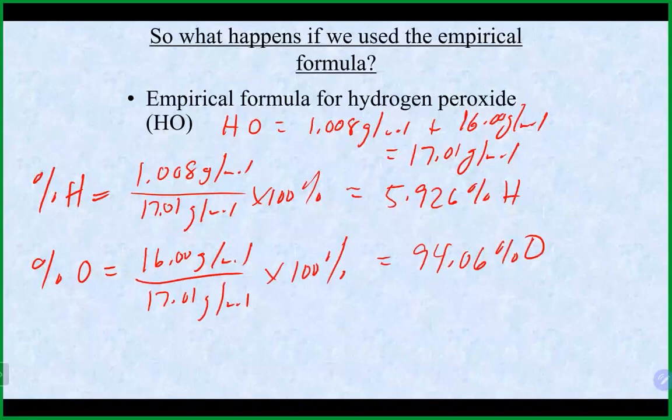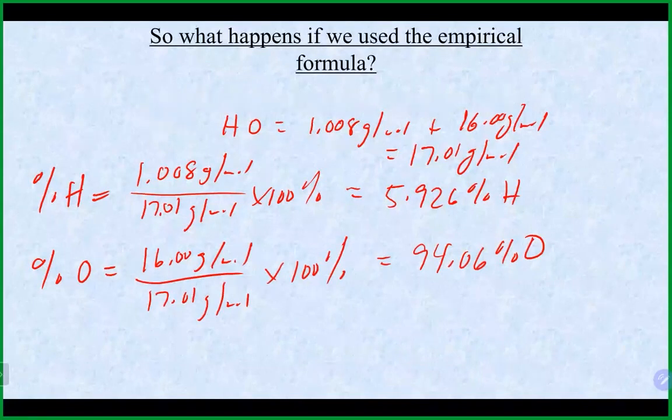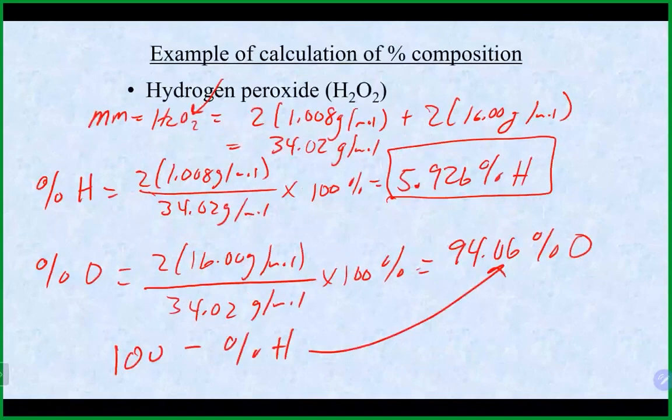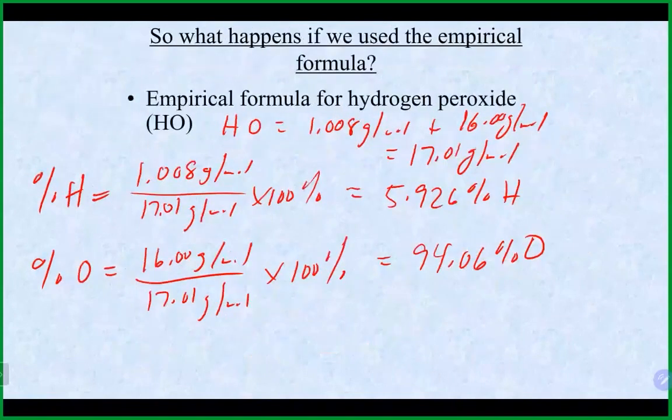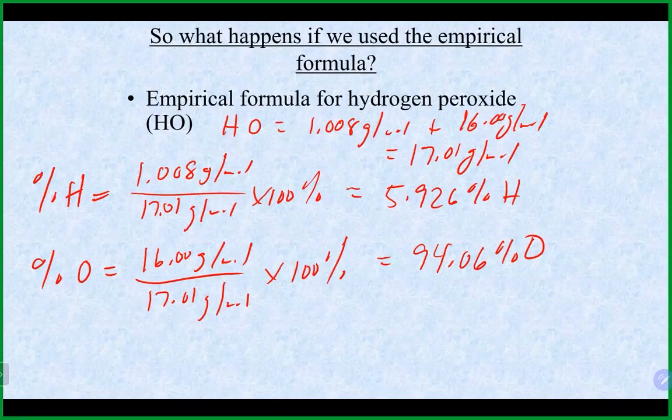But more importantly, between the molecular formula and the empirical formula, are the percent compositions the same or different? They are the same. And that's because the empirical formula is based on the molecular formula. It's just the simplest ratio of what's present. So if you have the same ratio of masses, you get the same percentages. So you can calculate the percent composition from the molecular formula or the empirical formula, and they should come out the same, to 4 digits.